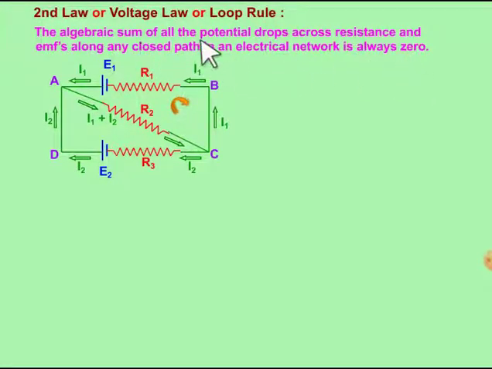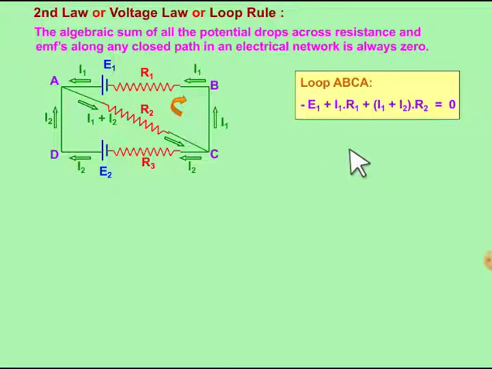So the algebraic sum of the potential drops, or potential differences, across resistors and cells will always be equal to 0 in a closed loop. Mind you, this is very important: in a closed loop. So let's take this closed loop A, B, C, D as shown here in a clockwise direction. Then what happens?